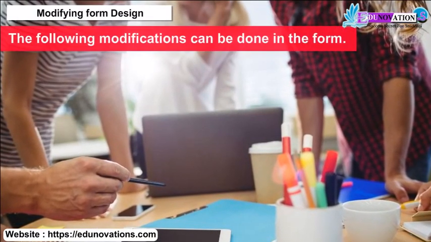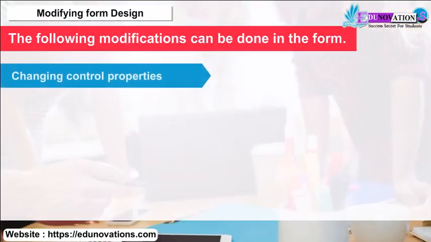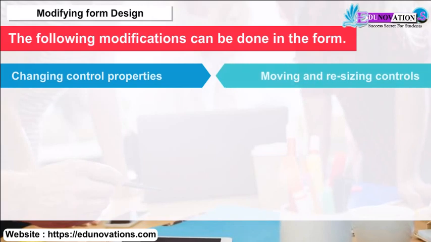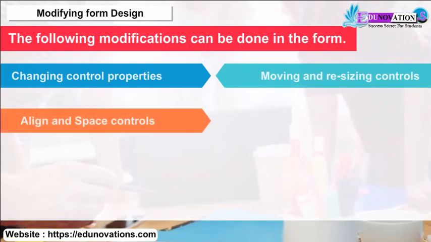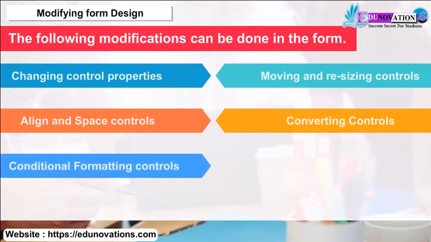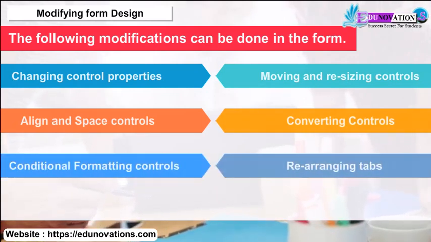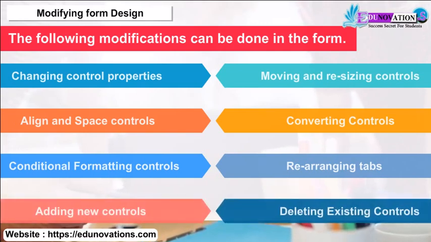Modifying form design. The following modifications can be done in the form: changing control properties, moving and resizing controls, aligning and spacing controls, converting controls, conditional formatting controls, rearranging tabs, adding new controls, deleting existing controls.